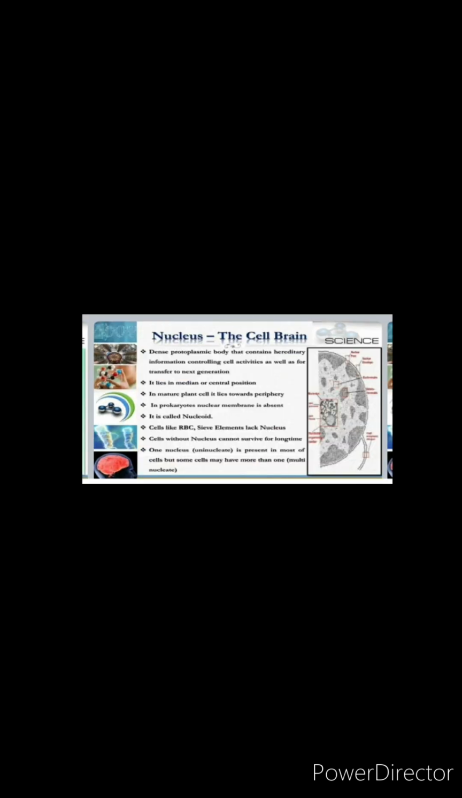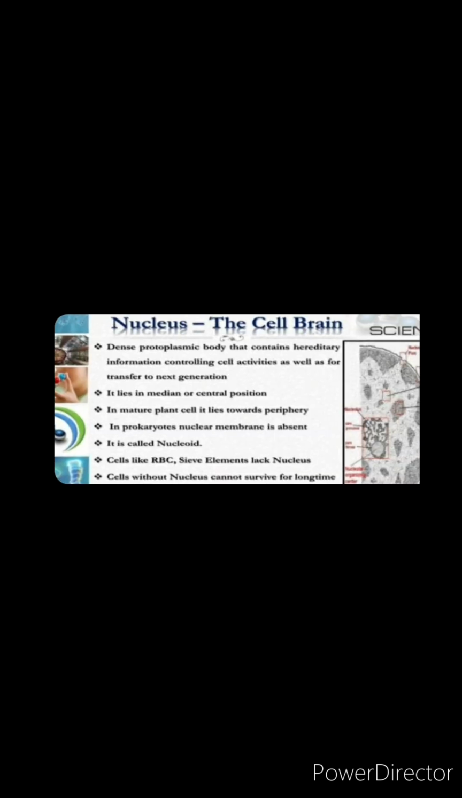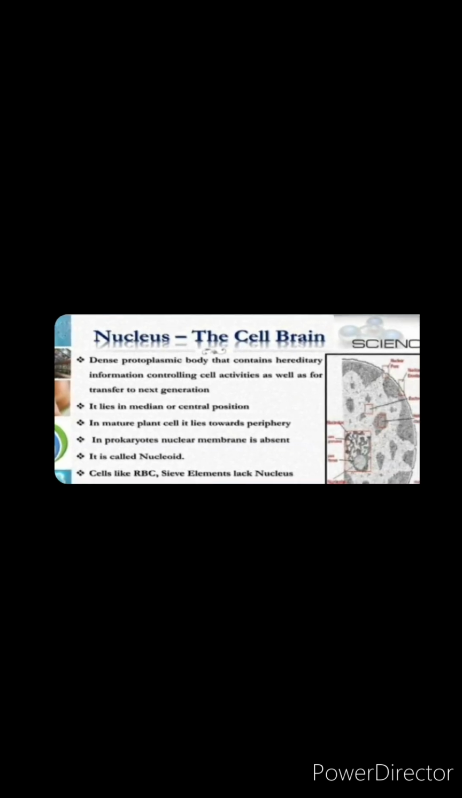So what is the nucleus? In short, the nucleus is also called the brain of the cell, as it controls the cell division rate. It is a dense protoplasmic body that contains the hereditary information controlling the cell's activities, as well as transport to the next generations. It has chromosomal material that is transferred from parent to offspring during cell division, during the birth of a child, in the form of DNA and chromosomes. That's why the nucleus is called the brain of the cell.